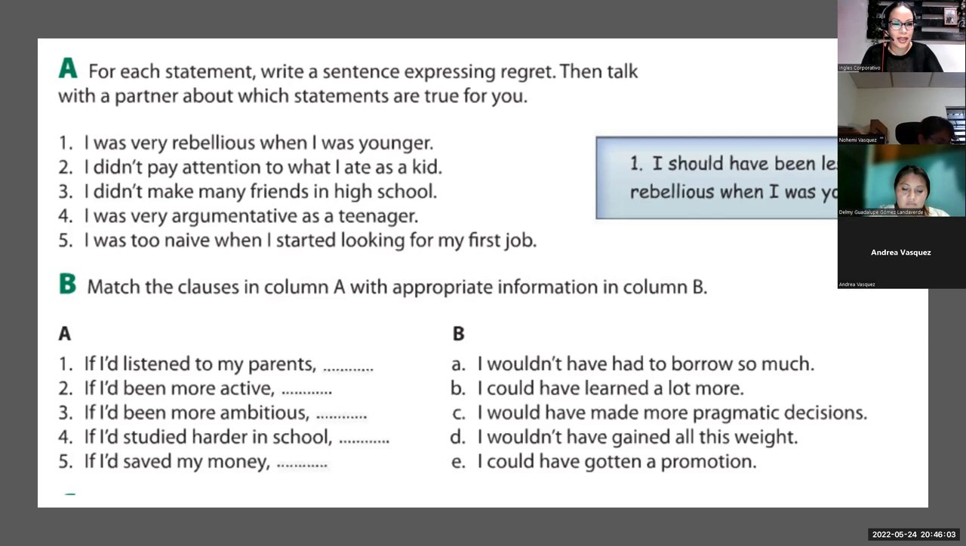But yes, good option. Now, let's match the clauses. Ahorita estuvimos haciendo solo las de regrets. And then we have this matching exercise. So we have to match the clauses in column A with the appropriate information in column B. We will have time to do that. You can do it in your notebooks as well. Place this up here. Okay.